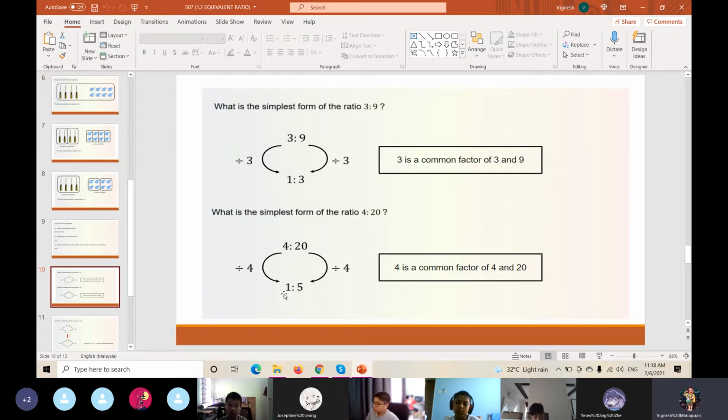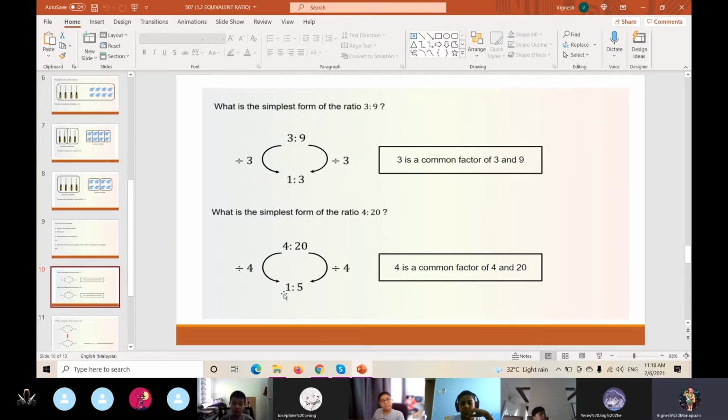Class? 2 to 10. Very good. 2 to 10. But it's not in the simplest form. We still have to use one more common factor to simplify the answer, right? So that's why teacher said better use the highest common factor.